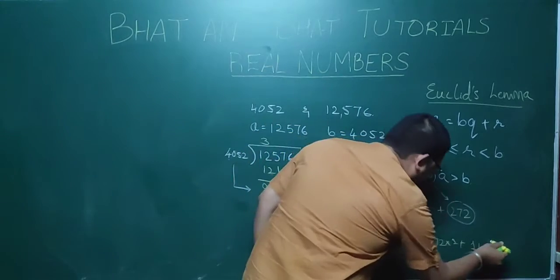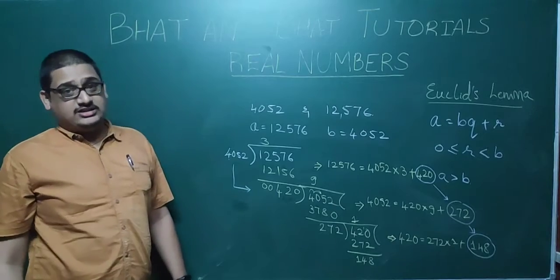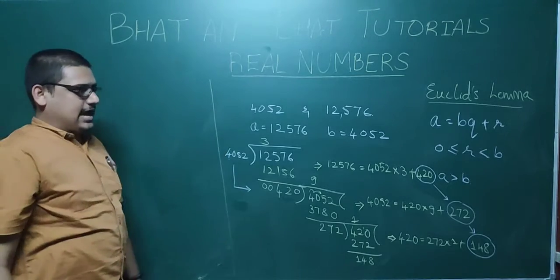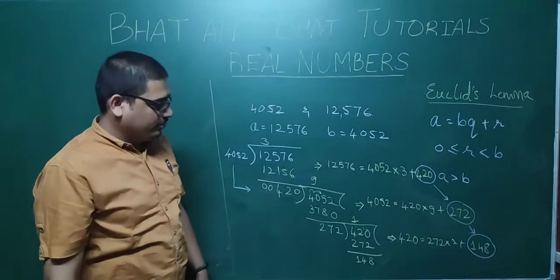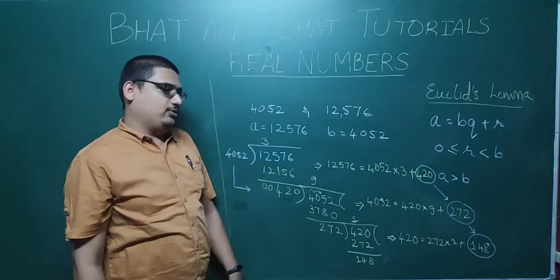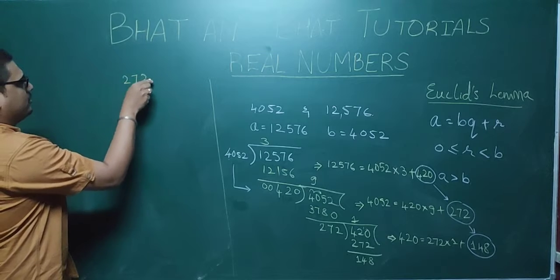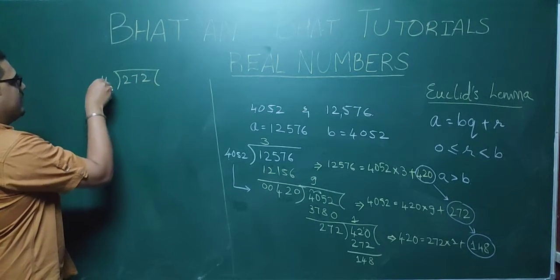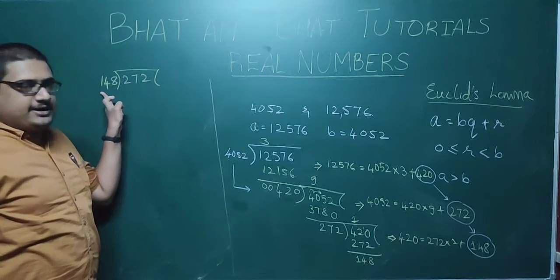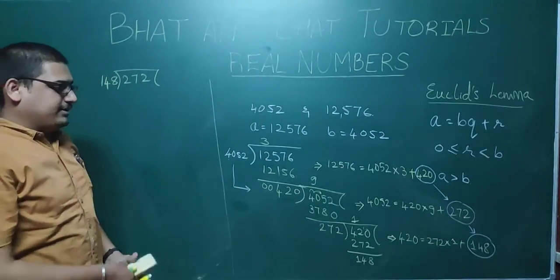Please give an observation here again. From here to here, my remainder is reducing. But still the remainder is not 0. So this is very important for me. I should ensure the remainder reaches 0. So now which numbers should I take? I should take 148 and 272. So 272 divided by 148. Correct? 272 divided by 148. These two numbers I have to take.